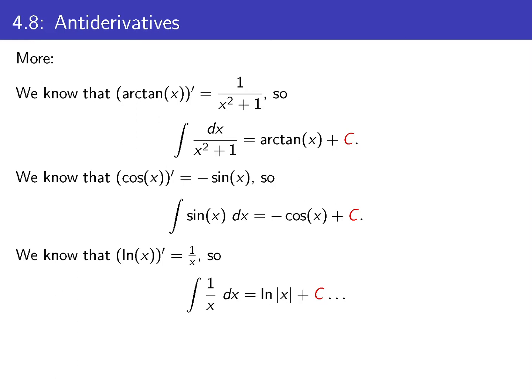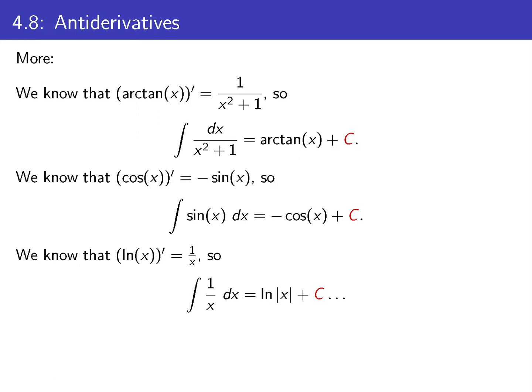We know that the derivative of cosine of x is minus sine of x, which means that the antiderivative of sine of x is actually minus cosine of x plus any constant c. I specifically point this particular example out because it is common for people to forget the minus sign. Since the derivative of cosine of x is negative sine of x, the antiderivative of sine is negative cosine plus c.